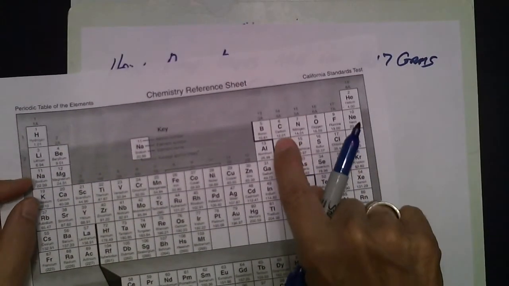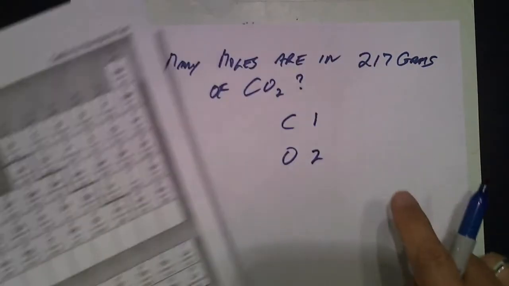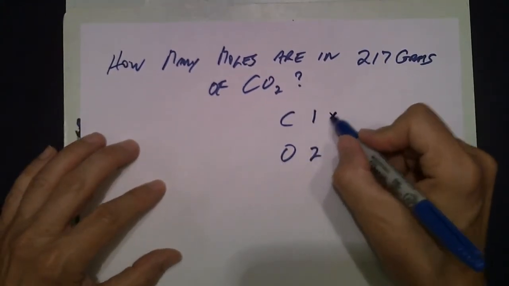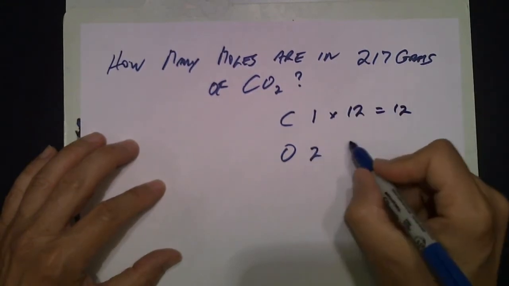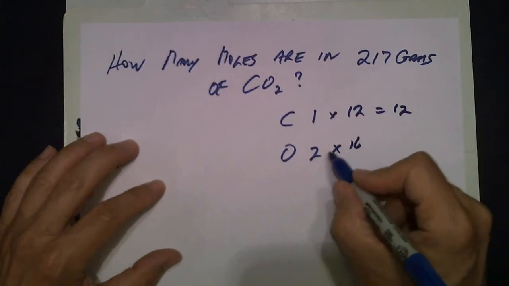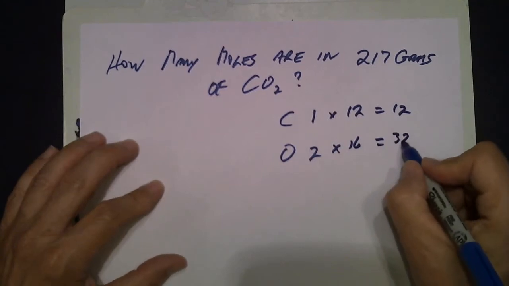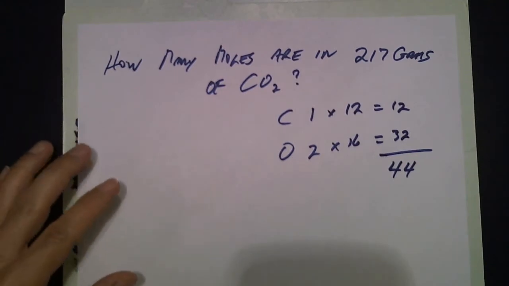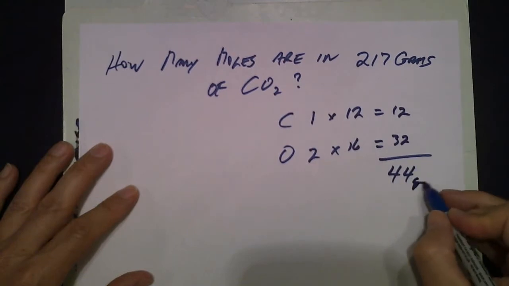Okay, so the next thing we've got to do is figure out the weight of these. So we look at our handy-dandy periodic table and see that carbon is 12.01, and we'll round that to 12. And oxygen is 16.00, so we'll round that to 16. So we have 1 carbon times the atomic weight of carbon, 12. And we have 2 oxygens, and they each weigh 16. The atomic weight of oxygen is 16. So 2 times 16 is 32. We add this up and get 44. So what this is telling us is that the molecular weight of carbon dioxide is going to be 44 grams.